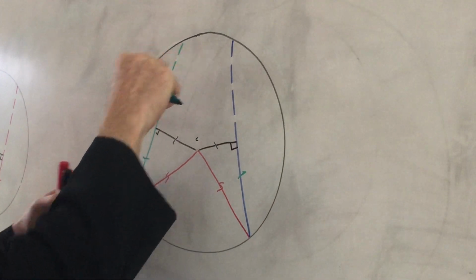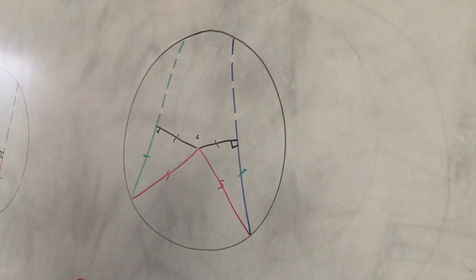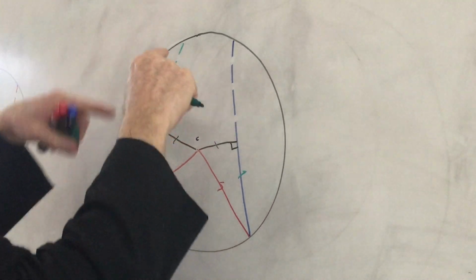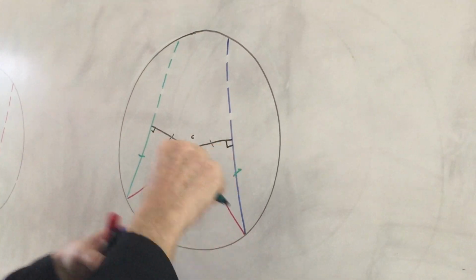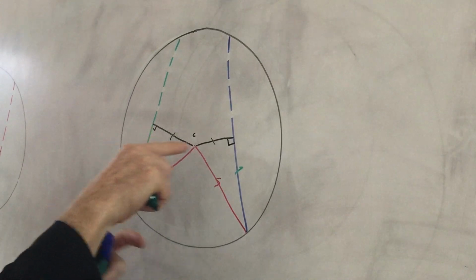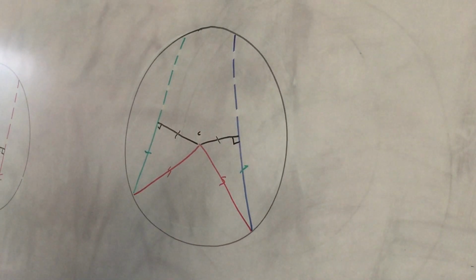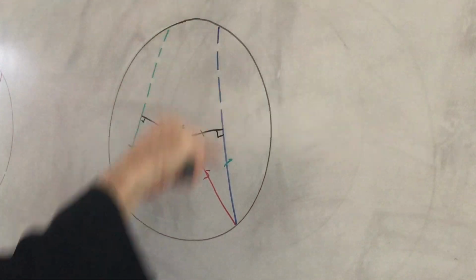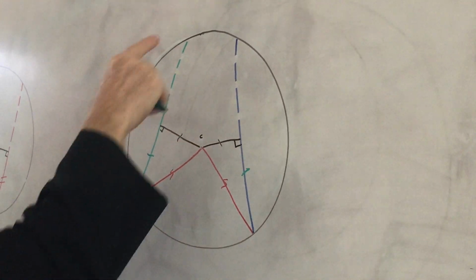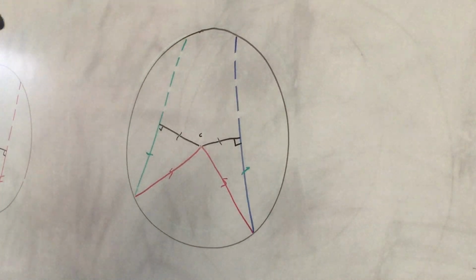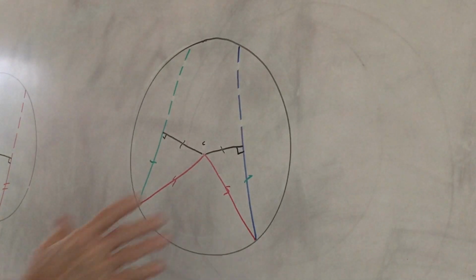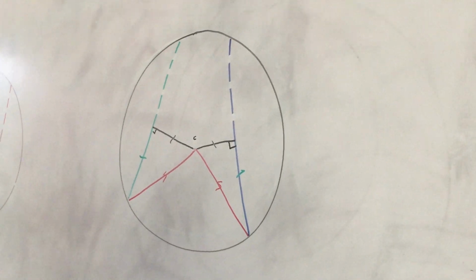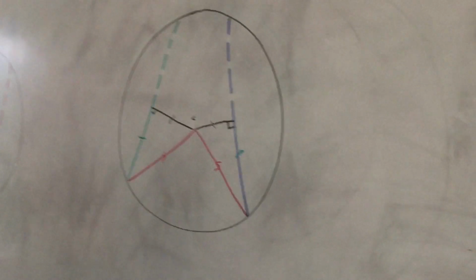This is half of this, or this is double this. Likewise over here, this is double this. But doubles of equal things are also equal. So this is equal to this, and this is double this, and this is double this. So doubles of equals are equal. This is equal to this. So therefore we have shown that if in a circle lines be equally distant from the center, they will also be equal to each other.